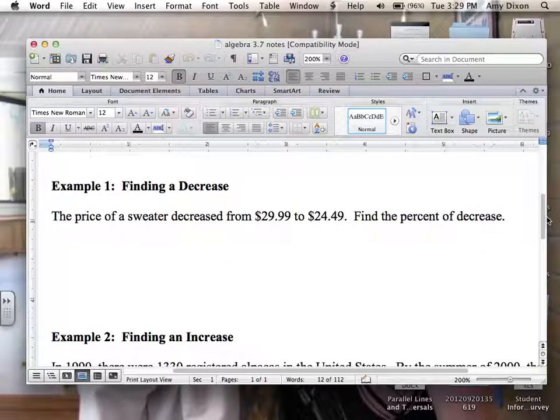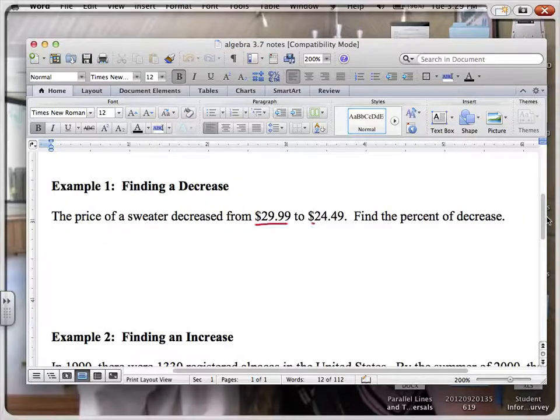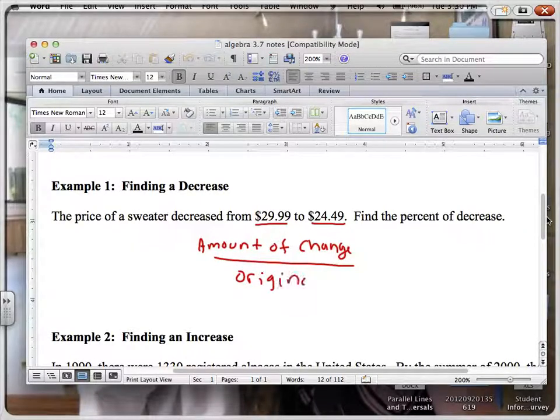For the first example, we're going to find the percent of decrease. We have a sweater that decreased from a price of $29.99 to $24.49. We need to find the percent of decrease. Well, for our formula, it's amount of change over original amount. In order to find the amount of change, we need to find the difference in $29.99 and $24.49. If we go ahead and subtract $29.99, subtract $24.49, that will give us the amount of change. And then we put it over the original amount.